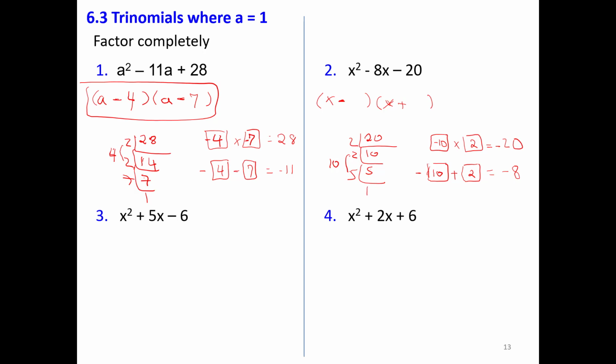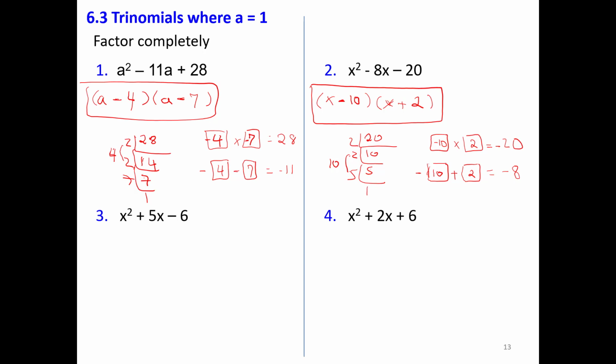Then the numbers are negative 10 and 2. We multiply negative 10 times 2 to get negative 20, and if we add negative 10 plus 2 we get negative 8. Then the numbers are negative 10 and 2. And this is the factorization for this trinomial.